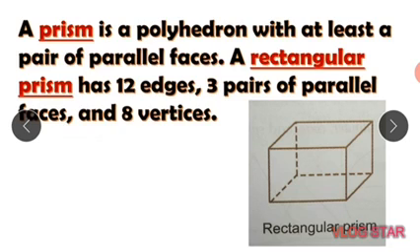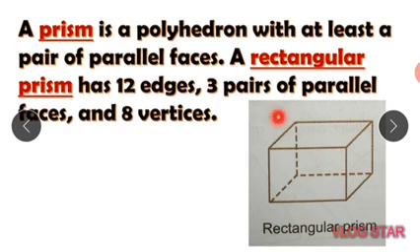A prism is a polyhedron with at least a pair of parallel faces. This is a characteristic of a prism. It has a pair of parallel faces. So, a rectangular prism has 12 edges, 3 pairs of parallel faces, and 8 vertices. When you say parallel faces, these two faces will never meet. For example, the top face and the bottom face of a rectangular prism will not meet.